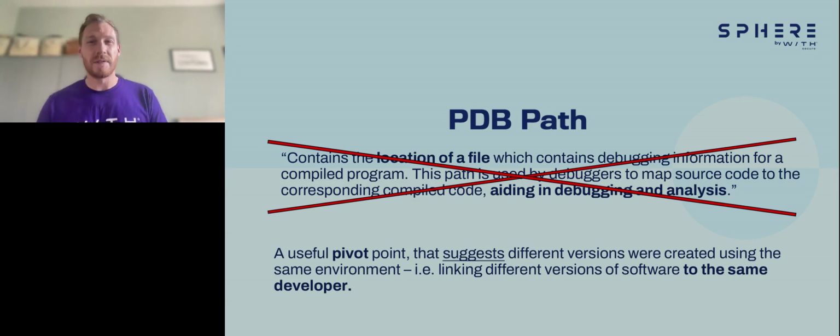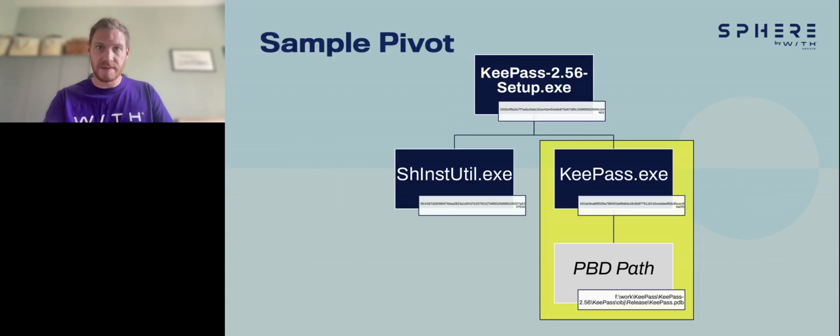In an even smaller nutshell, it links different versions of software to the same developer, right? So it's a really good pivot point to understand where there has been a malware development campaign, for example, or even legitimate software, of course. That's its intent. So let's pivot.